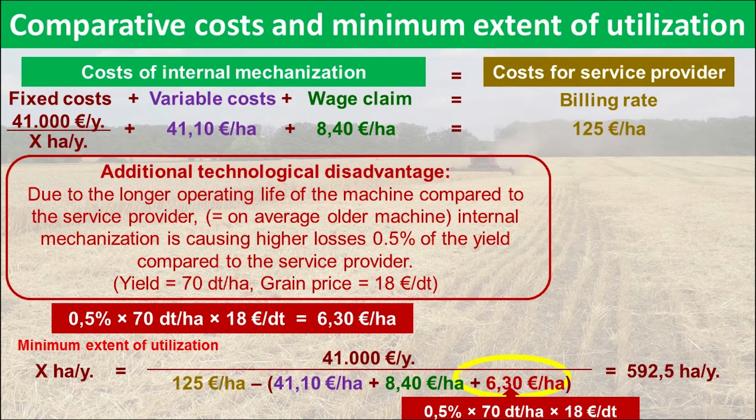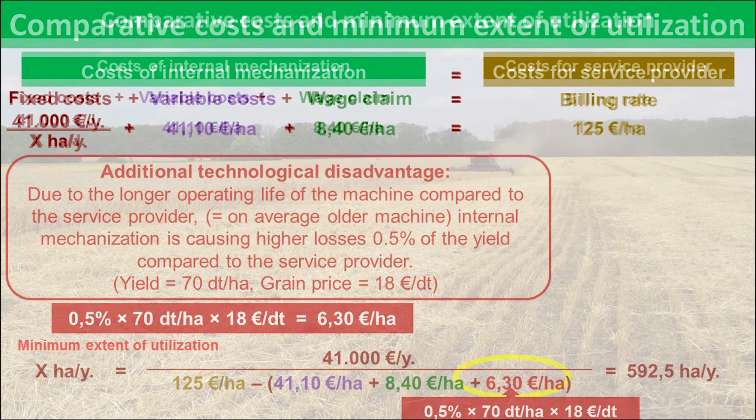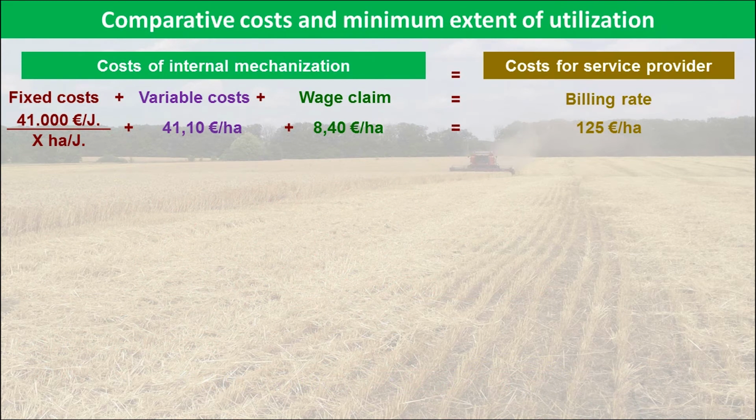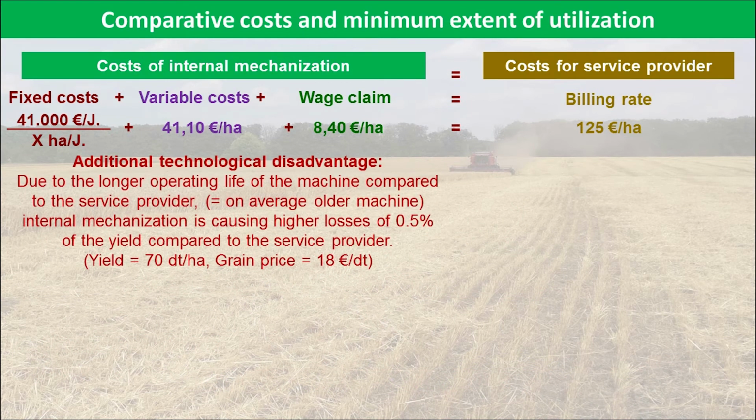Due to the technological advantage of the service provider, it makes economic sense only to invest into own equipment when a higher workload can be reached. Of course, both effects, the timeliness costs of the service provider and the yield losses due to technological disadvantages of owned equipment, can be studied simultaneously.